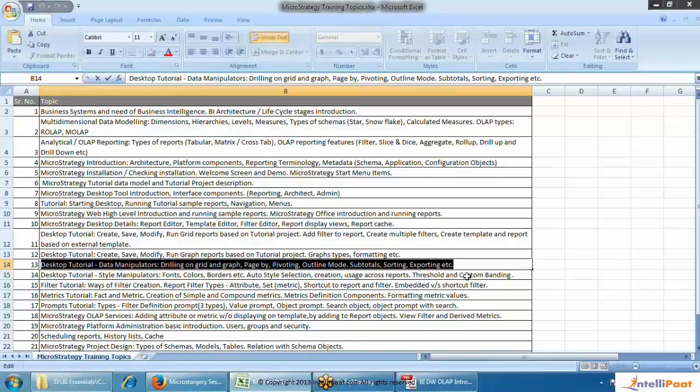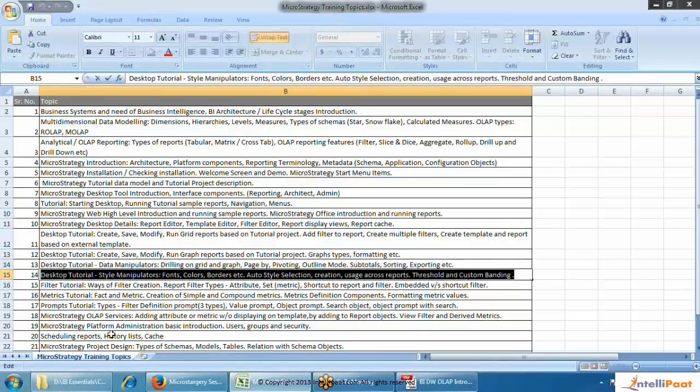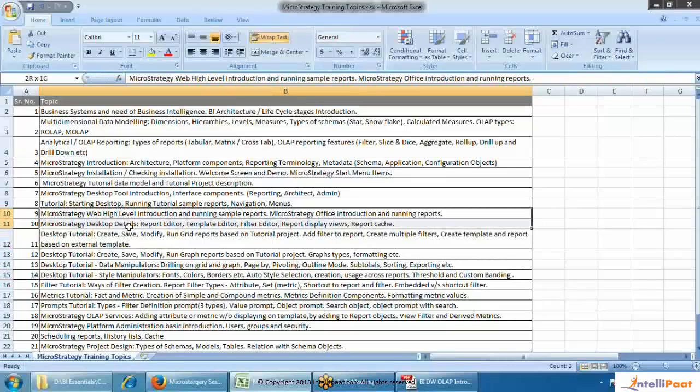And then there are some styling related features. This is a little different compared to other tools. They have got some style objects which can be defined: thresholding, custom banding, all that stuff. So this part is more related to report creation and some features on that report.